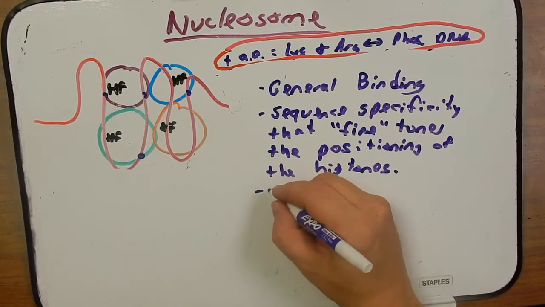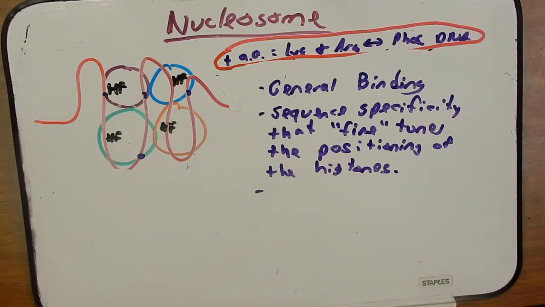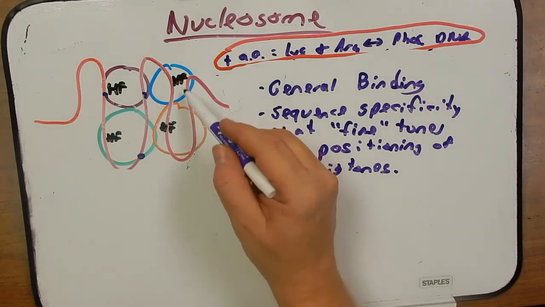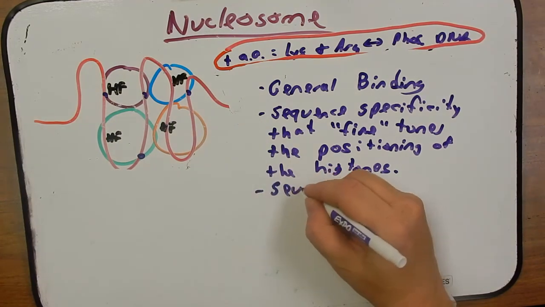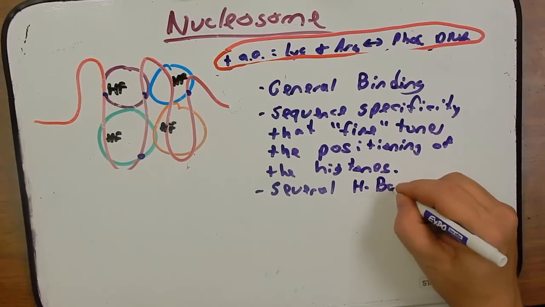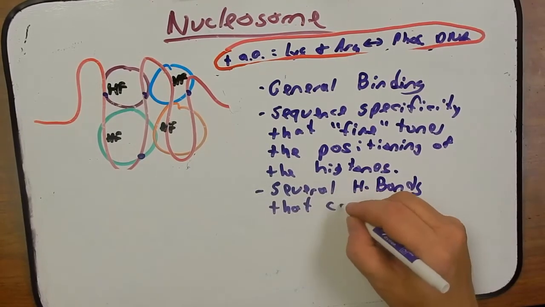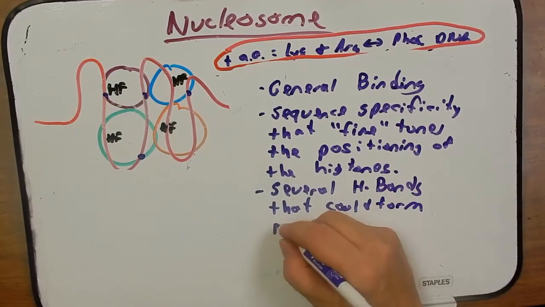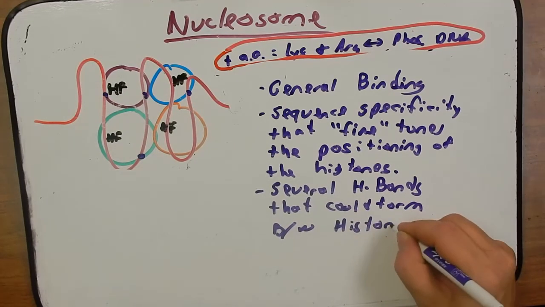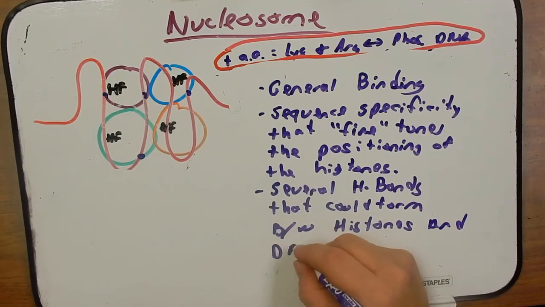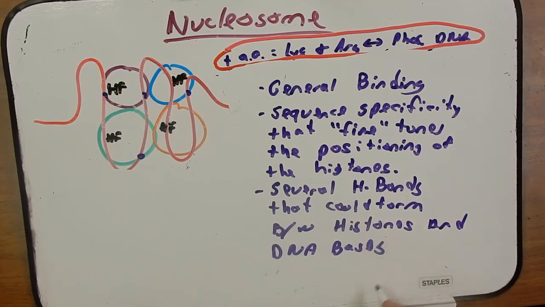What supports this is the fact that when they do X-ray crystallography studies and examine the structure here, there are several hydrogen bonds that could form between histones and DNA bases, where the histones could form these hydrogen bonds with some of the hydrogens that are found on the bases of the DNA sequence. So at this point, this is more speculative, but there is some growing evidence to support that.